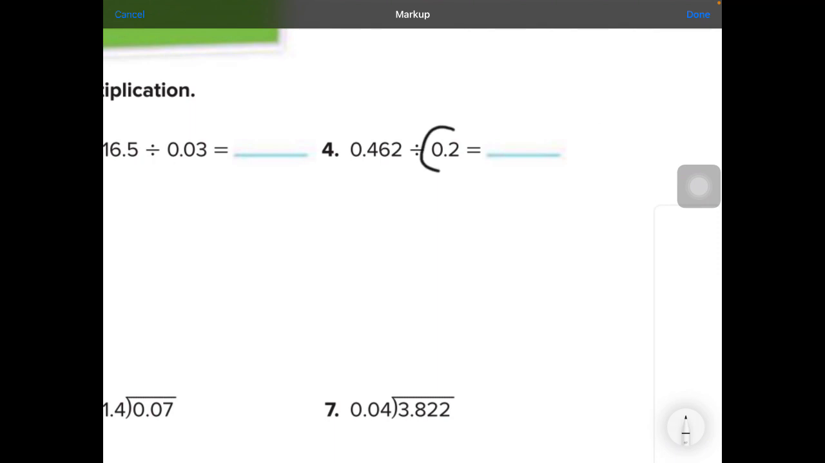All right, let's go over to number 4. Okay, so this one's going to be our divisor. We need to make sure we get rid of that decimal over here. One spot, one spot. So 2. And then the dividend is going to be 4.62.